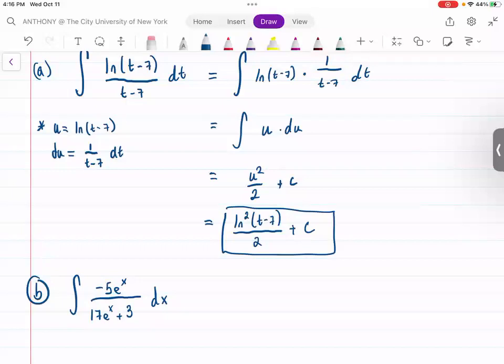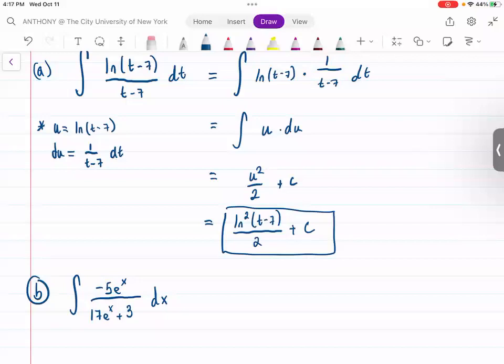If you look at the numerator, it states negative 5 times e to the x. So these constant multiples, like negative 5, for example, you can pull outside of the integral. Now, you're probably wondering, can I pull the 17 out as well from the denominator of 17 e to the x plus 3? The answer is no. You can't pull the 17 out, but you can pull the negative 5. Because in the denominator, it's reading as a binomial expression, 17 e to the x plus 3.